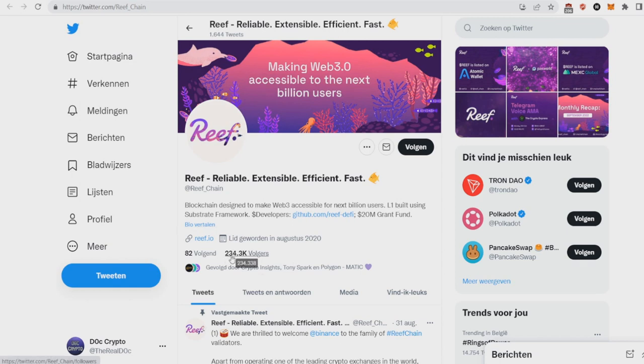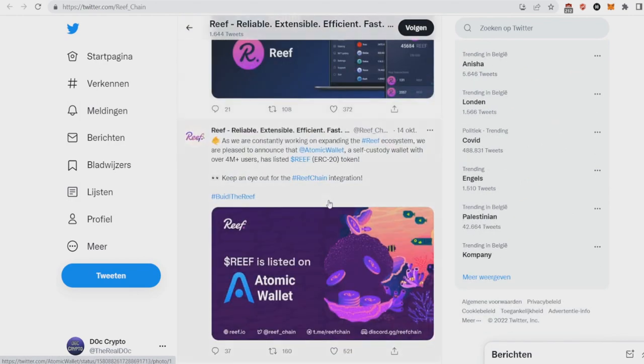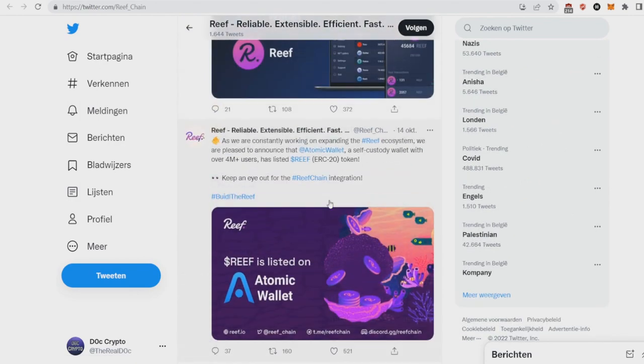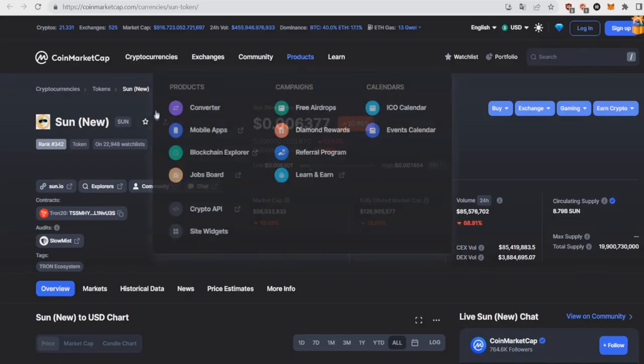But as we can see, 234,000 followers, guys. We can see they're tweeting a lot. They're active in a bear market. This is what you want to see, because a lot of coins, they just leave after the bull market. They don't tweet. They don't work. They don't deliver. But Reef Token and Solo are definitely doing that, guys. And they're looking great. And now let's get on with the last token.